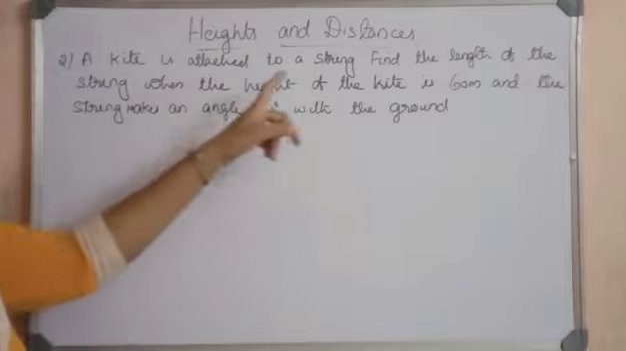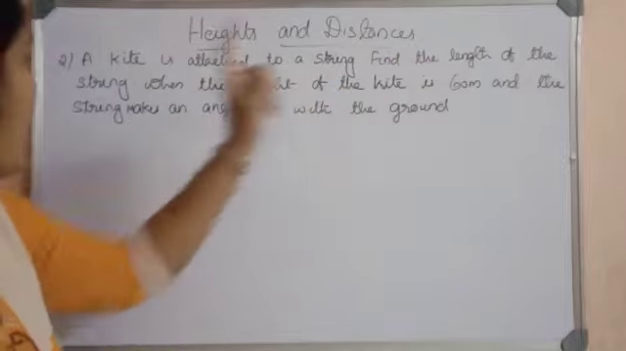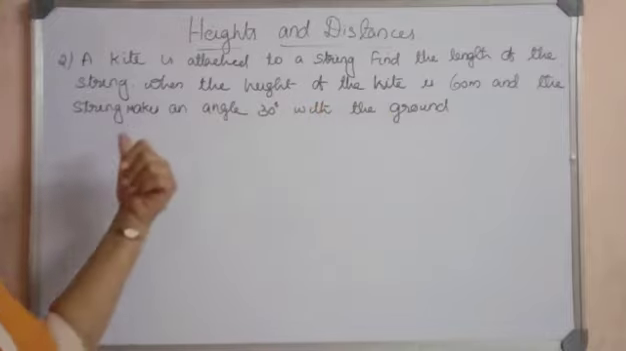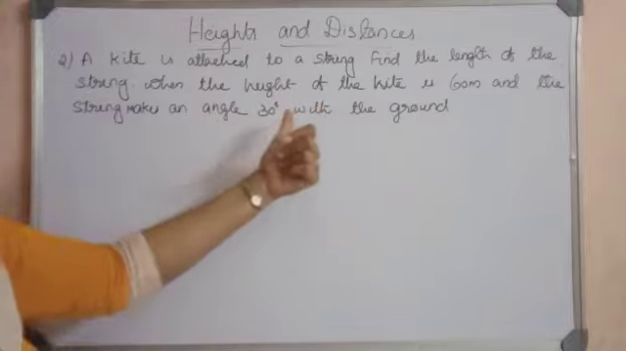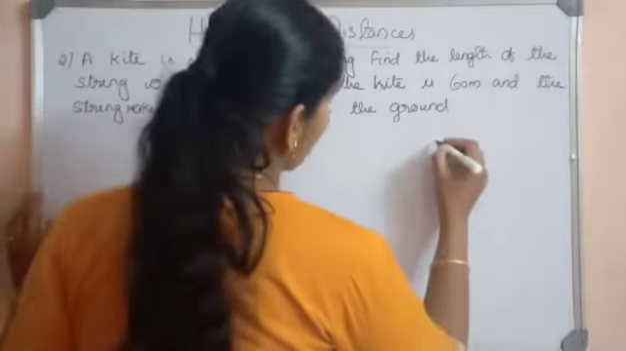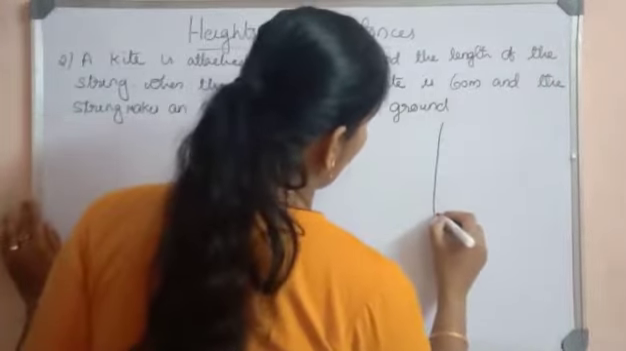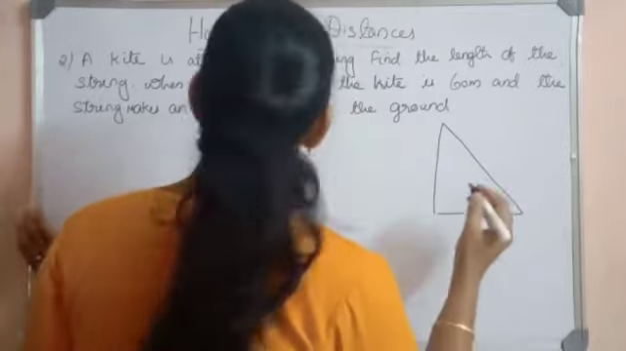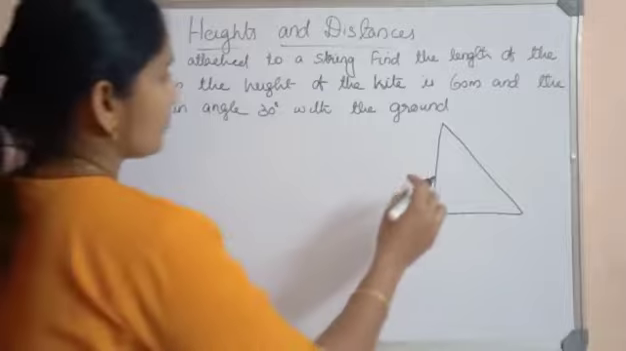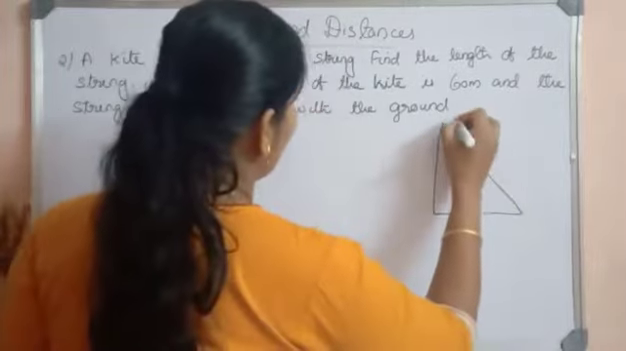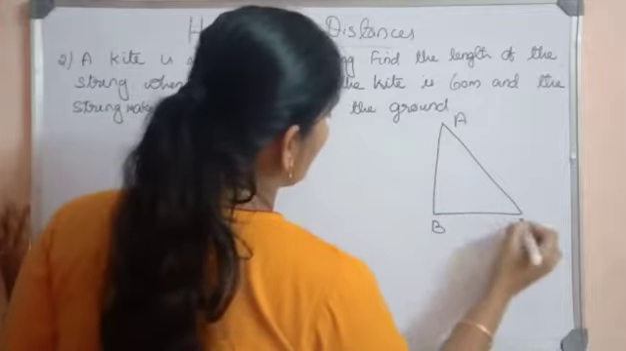A kite is attached to a string. Find the length of the string when the height of the kite is 60 meters and the string makes an angle 30 degree with the ground. First, let's draw the diagram. Here, this is the string of the kite. A, B, C. Let's write it.